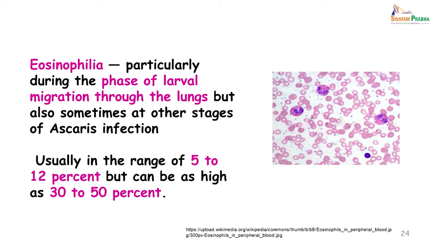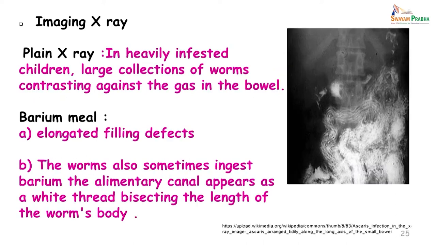Eosinophilia is a condition in roundworm infestation which is usually seen when the larvae are present in the lungs. All right. It can also be seen on other stages, but it is more prominent during the larval migration. The eosinophils are about 5 to 10%, but can be as high as 30 to 50%, again depending on the worm load. A plain X-ray of the abdomen in heavy infestation may demonstrate the presence of a large collection of worms, which can be seen contrasting with the gas in the bowels.